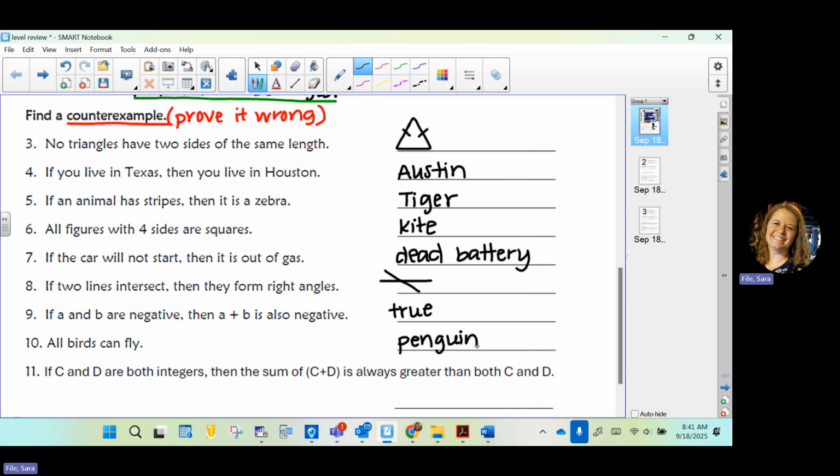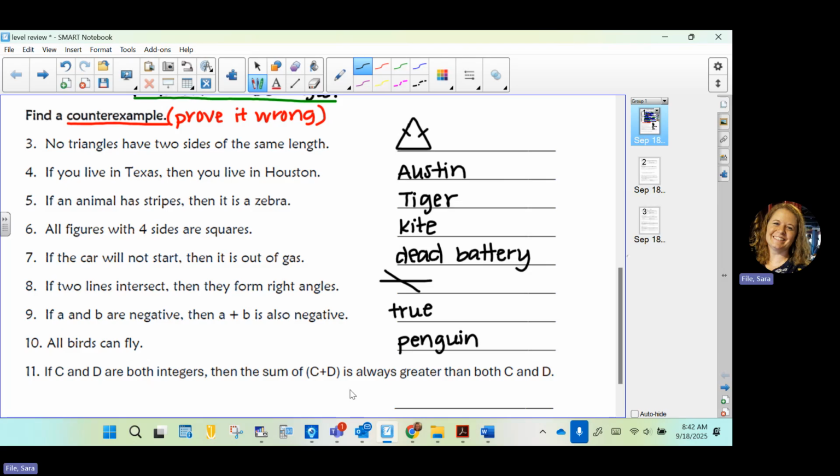All right. If C and D are both integers, then the sum of C plus D is always greater than both C and D. So they're saying if you add any two numbers that are integers, meaning no decimal or fraction, they can be positive or negative or zero. So thinking of any integers, if I add them together, will that always come out bigger than those numbers individually? Yeah. No.